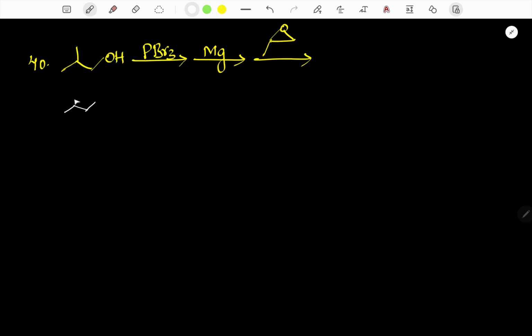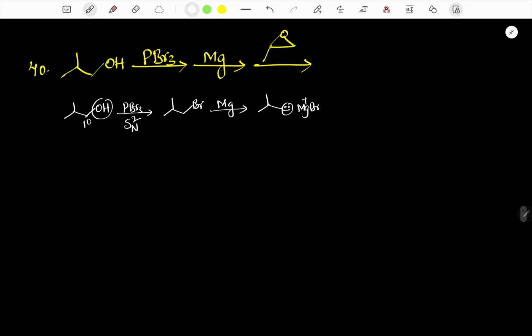The reactant has a primary alcohol group. It is treated with PBr3. So PBr3 with primary alcohol undergoes SN2 type of reaction. So in place of primary alcohol we get the corresponding Br. Now the alkyl bromide is treated with magnesium, so it forms the corresponding Grignard reagent.